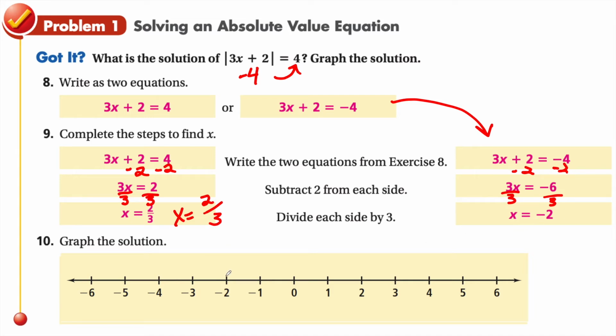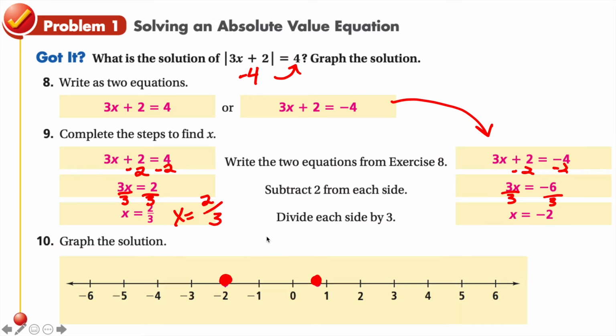So I'm going to go to the negative 2 and I'm going to put a dot. I'm then going to go to 2/3, which is very, very close to the 1, but not quite there. And I'm going to put a dot. And those are your solutions.